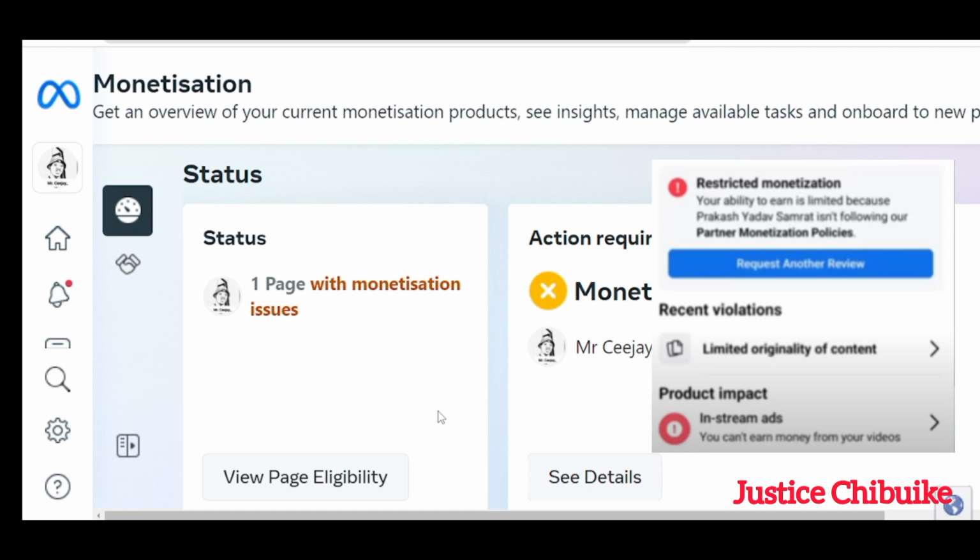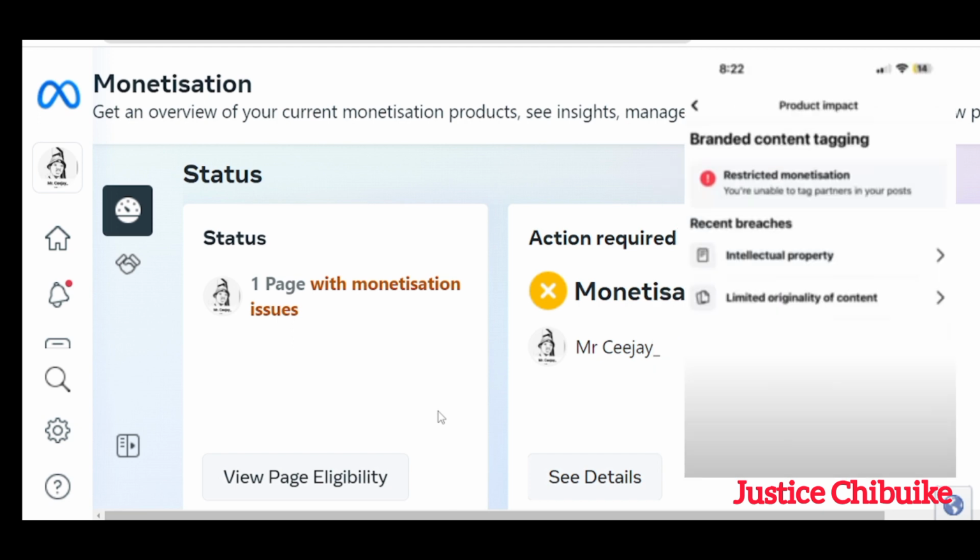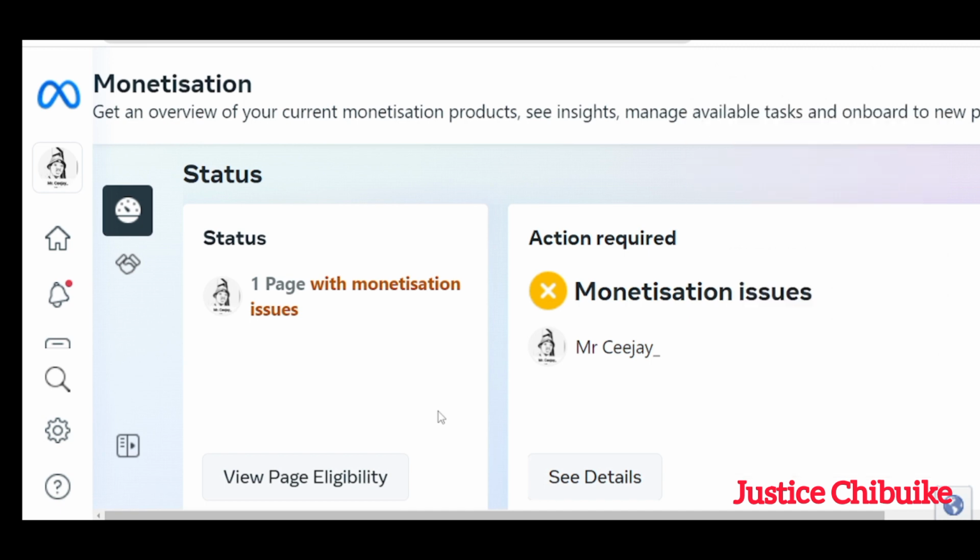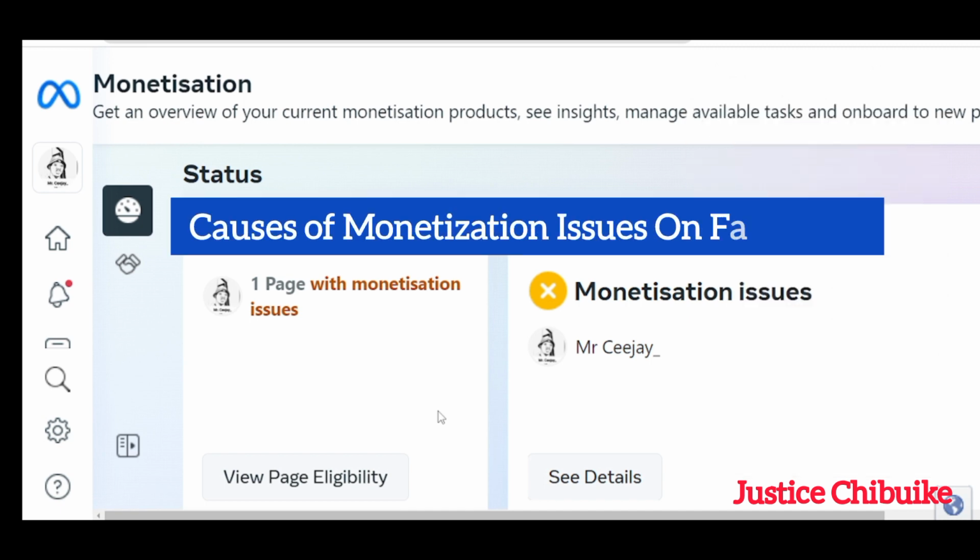Okay, without wasting much of our time, it will interest you to know that Facebook is a social media platform that is used by children, teenagers, and adults. Therefore, there are guidelines and rules that regulate the activities of Facebook users. And when we violate some of these rules, our Facebook page will be flagged, and this will lead to a monetization issue. Let's start by discussing some of the causes of Facebook monetization policy issues.